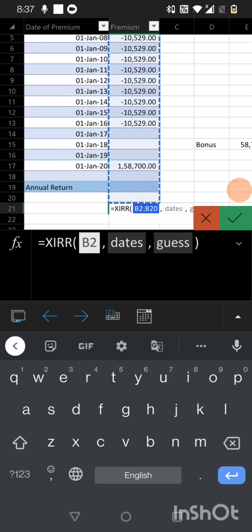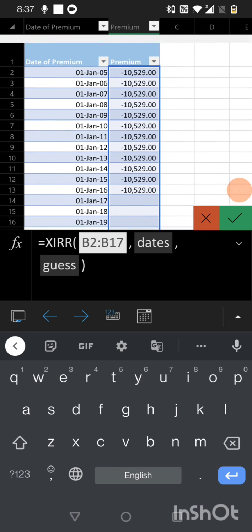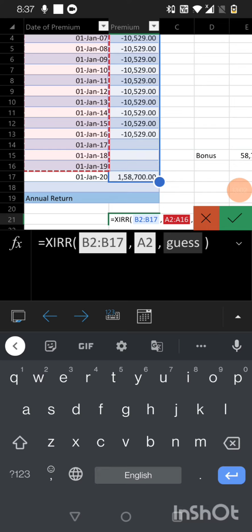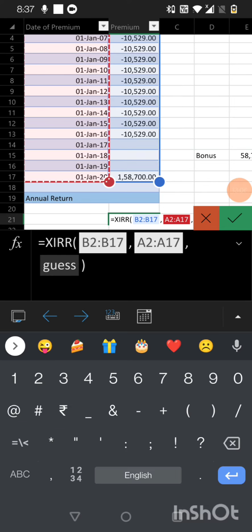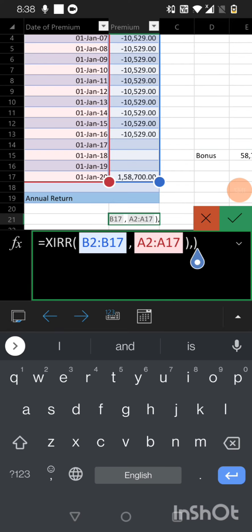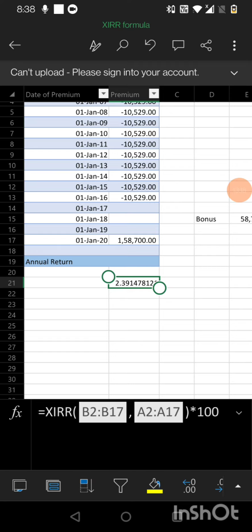Okay, premium, then the same dates, then close the bracket, then the additional things you can just delete, and then multiply by 100. Okay, so now you got it. I will just tell you the joke here.